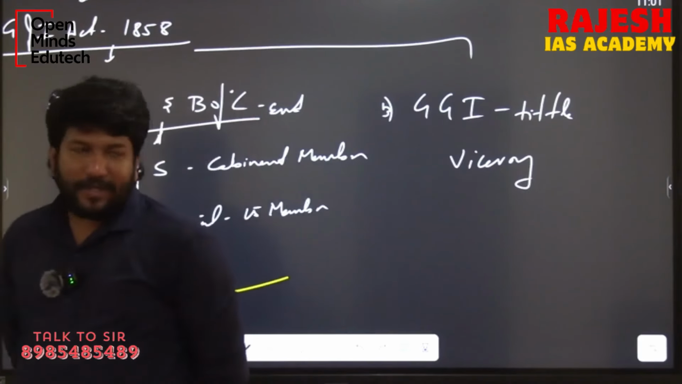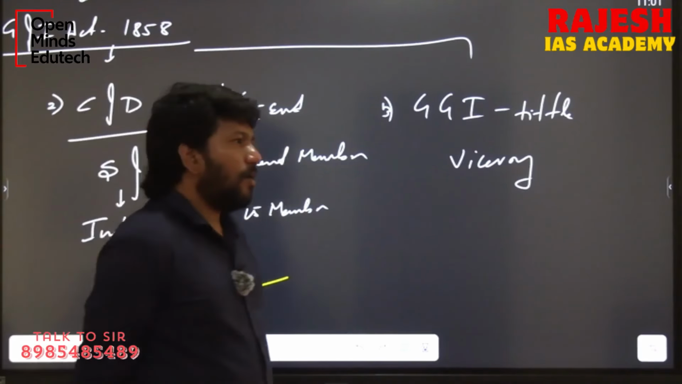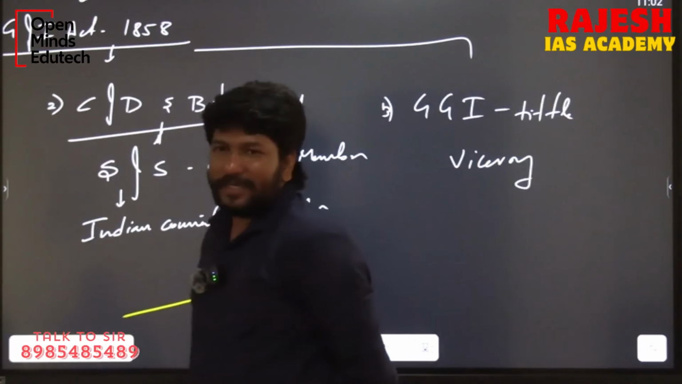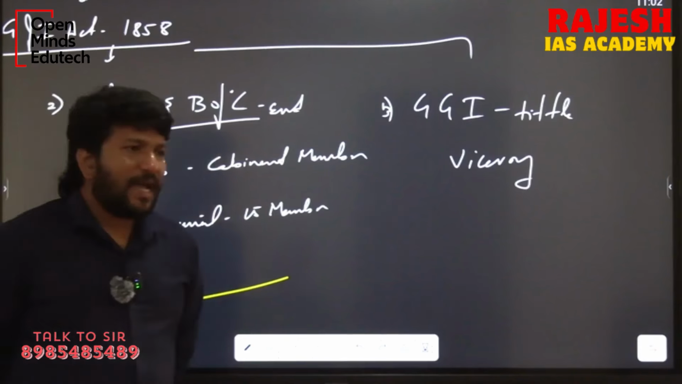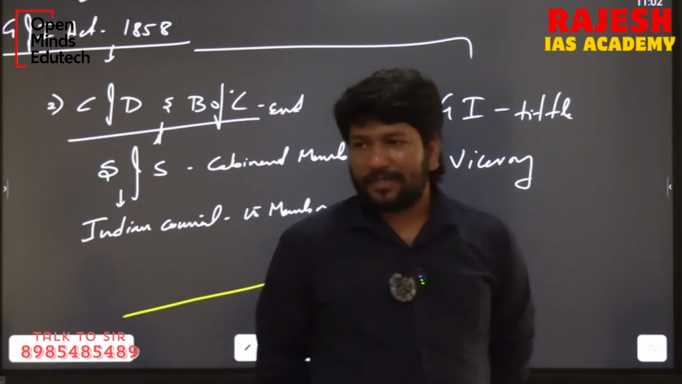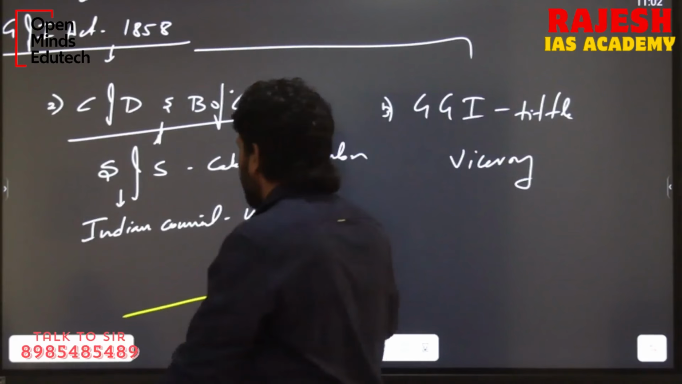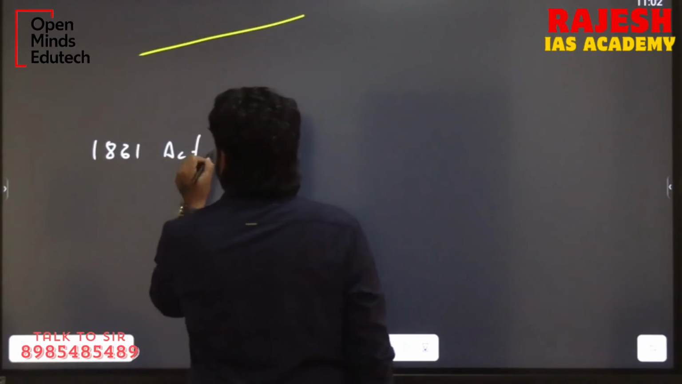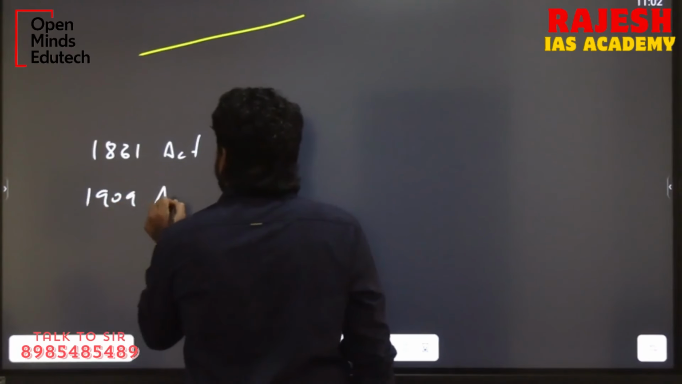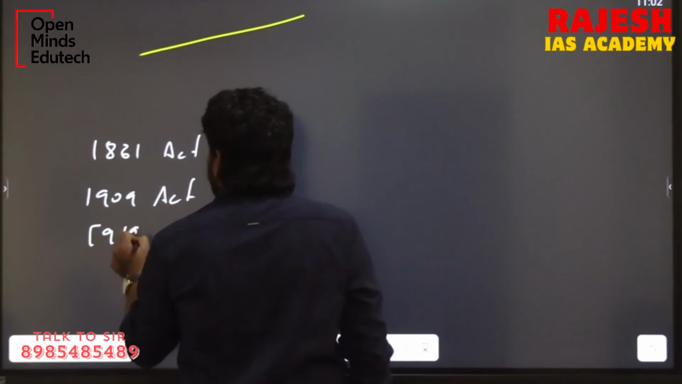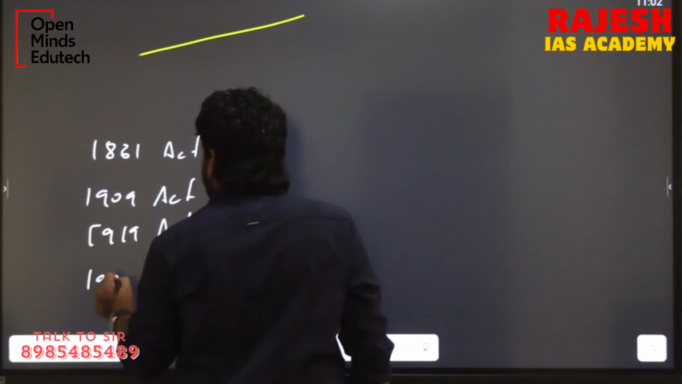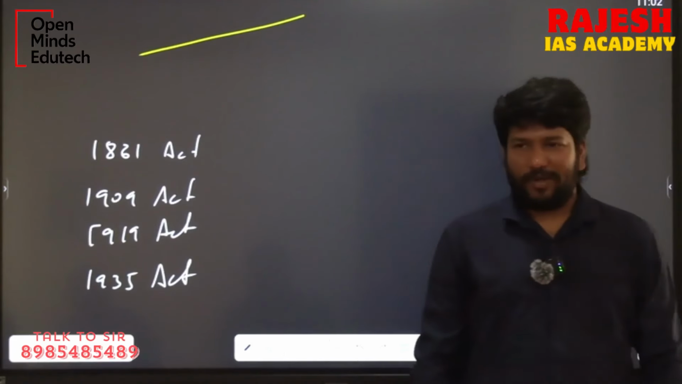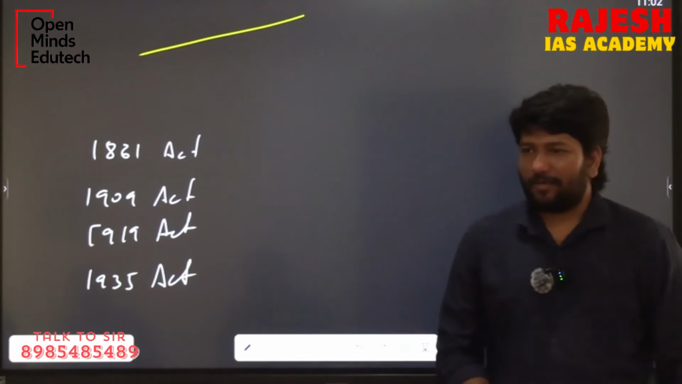So this is about company rule, the acts which define the company rule. See, whatever the acts, next note down the important acts: the 1861 Act, 1909 Act, 1919 Act, 1935 Act. I will discuss them through the national movement so that you will understand the background.